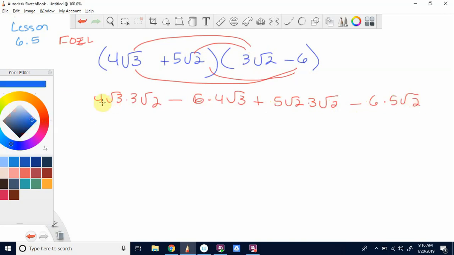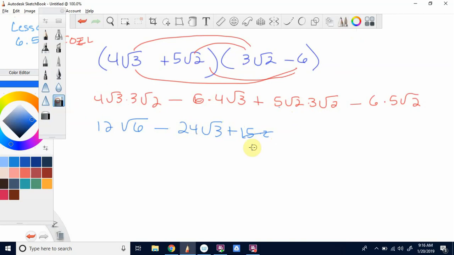So now we have to go and simplify. So 4 times 3 is 12. Square root of 3 times square root of 2 is square root of 6, and you can't simplify that. Here is square root of 24, square root of 3. And here it's 5 times 3 is 15. Square root of 2 times square root of 2 is square root of 4, which is 2, which really is going to be the same thing as 30. There's no radical left. So plus 30.